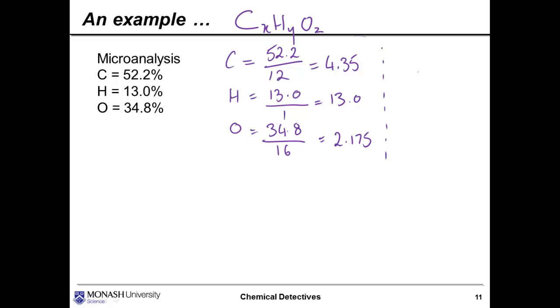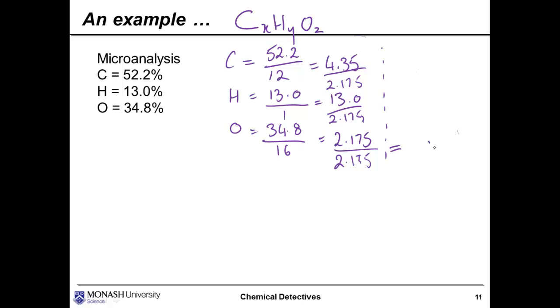Now, I'm trying to solve x, y, and z here, but x, y, and z have to be integers. They can't be numbers like 4.35 and 2.175. So what I do is take the smallest of these three numbers and divide each of these numbers by that value. So I'm going to divide all of these numbers by the smallest, which is 2.175. And what this is going to do is give me integer values which correspond to the empirical formula.